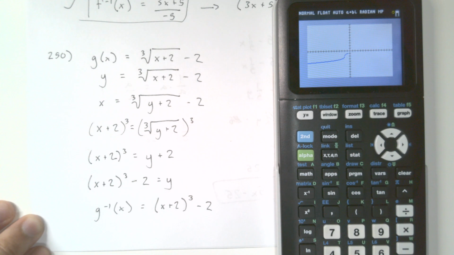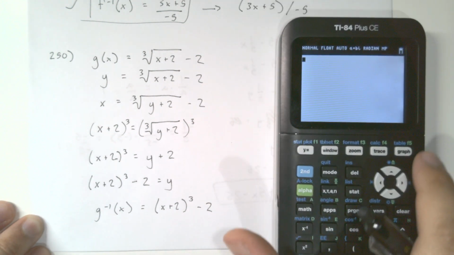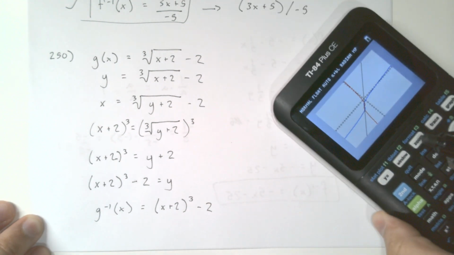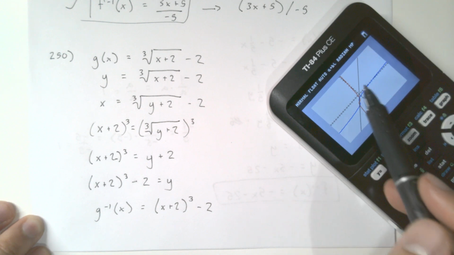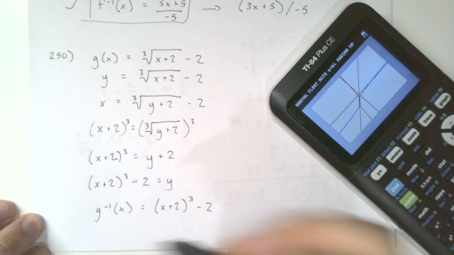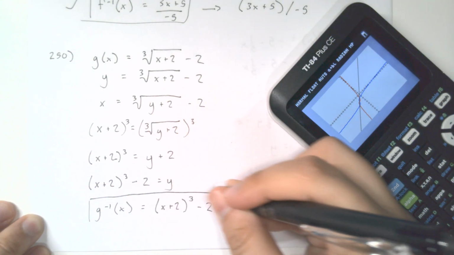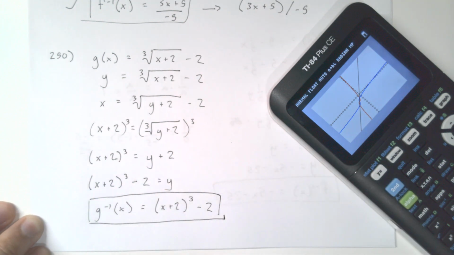Graph it. We have one function, we have the other, and wow, look at that. Oh, what was that? Okay, there we go. So we see this mirror image between the two functions, and so we know that we have the right function. So this is our inverse function.